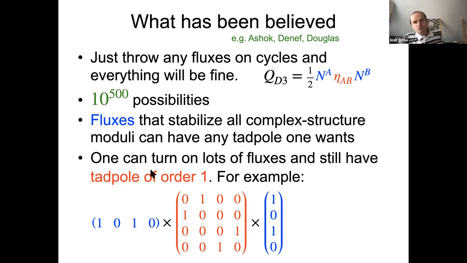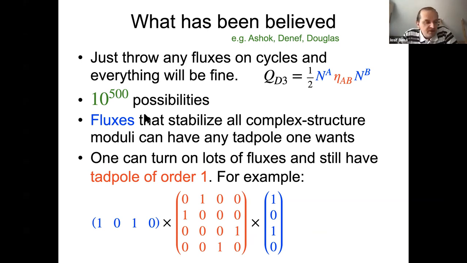So for example, you can have an example like this, where this is the intersection matrix, which is just some A, B, A, B, a chunk of the intersection matrix of the Calabi-Yau. If you put flux only on the A cycles, for example, the charge is 0. Therefore, you don't have to pay any penalty, you don't have to pay any tadpole. These fluxes give me 0 tadpole. So people believe that such configurations are possible. This is basically what is believed, and this is again behind the calculation of 10 to the 500.